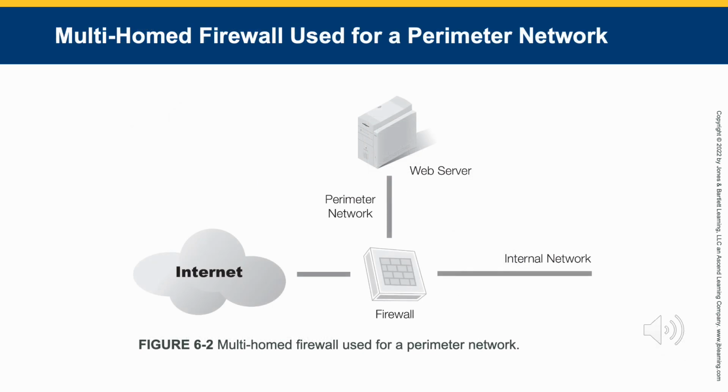Multi-home firewall used for a perimeter network. As you can see, we have the internet to our left, we have the firewall, and each leg inbound is an interface or a network that you're trying to preserve or protect. So we have an interface that goes off to a web server. You have another, and that would be kind of like a DMZ, but not necessarily. And then we're trying to protect our internal users and internal network, and that would be a separate interface. This would be an example of a multi-homed firewall.